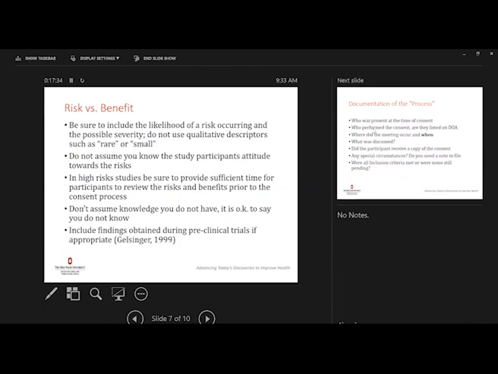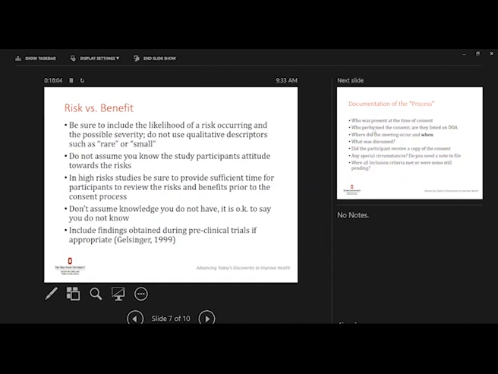In high-risk studies, make sure that you provide sufficient time for those participants, well, any studies, to truly review the risks and the benefits prior to sitting down with them. A good process is a lot of times to provide them with a copy of the consent prior to meeting with them so that they have time to read through it and think about what questions that they might have.